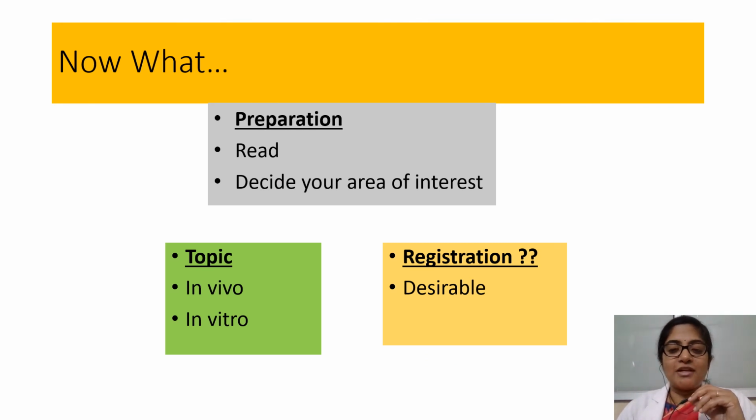Now what? The last bit is, after you have seen what a systematic review is, how it is important, and how it is done in a nutshell, the next step is to prepare yourself, read and decide the area of your interest. Unless you are interested in that area, this extremely exhaustive work is not possible. You need to be intrinsically motivated. You need to decide the topic, whether it is in vivo or in vitro, and you need to decide whether you are going for registration or you are just going to conduct the review without registration. But I would recommend that it should be registered so that it helps us in the publication process as well.